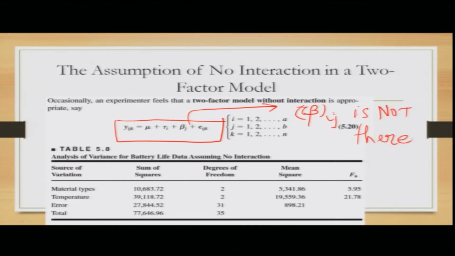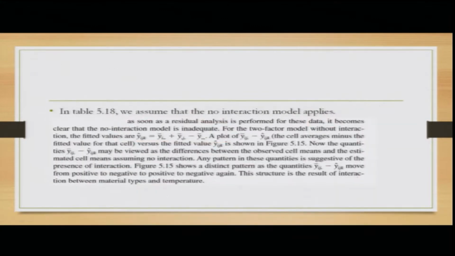So, there would be material types, which is A's effects, and temperature effects, which is B's. There is no combination of material and temperature, so the third so-called row is missing. There would be errors, and there would be total. If you add these three values, they should add up to the total. Degrees of freedom we know. The mean square will be found using the sum of squares and the degrees of freedom, and the f values will be given, and you can either reject or accept the null hypothesis.